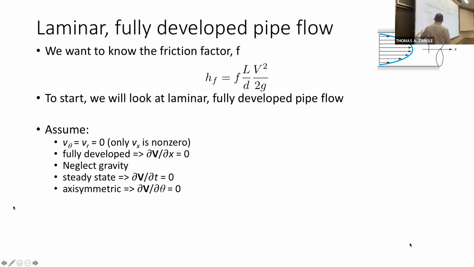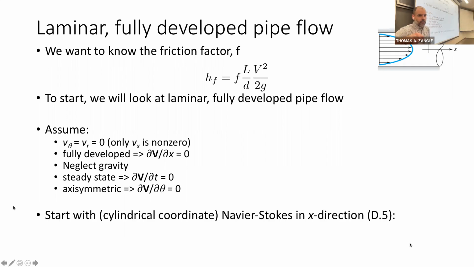And we're going to assume axisymmetric, meaning that we don't have any variation in the theta direction. So going around the pipe, right? Theta is the coordinate that's going around the pipe. And we're going to assume that all derivatives with respect to theta are 0 as well.